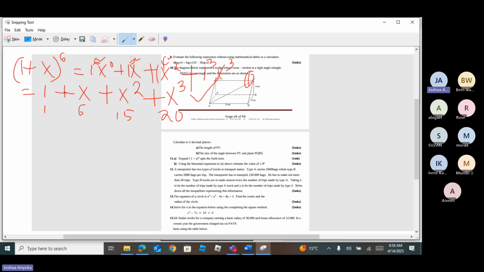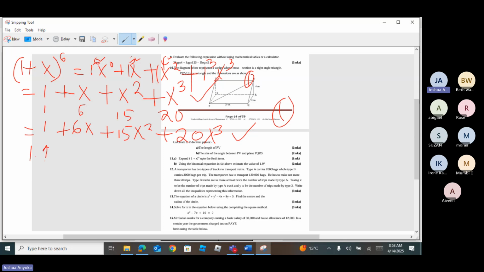Okay. So we go ahead and we multiply 1 plus 6x plus 15x squared plus 20x cubed. So we are done with expanding. You get another 1 mark. But because it was so simple, this one has been awarded 1 mark. It's not as involving as the first one that we did. You can bear witness.